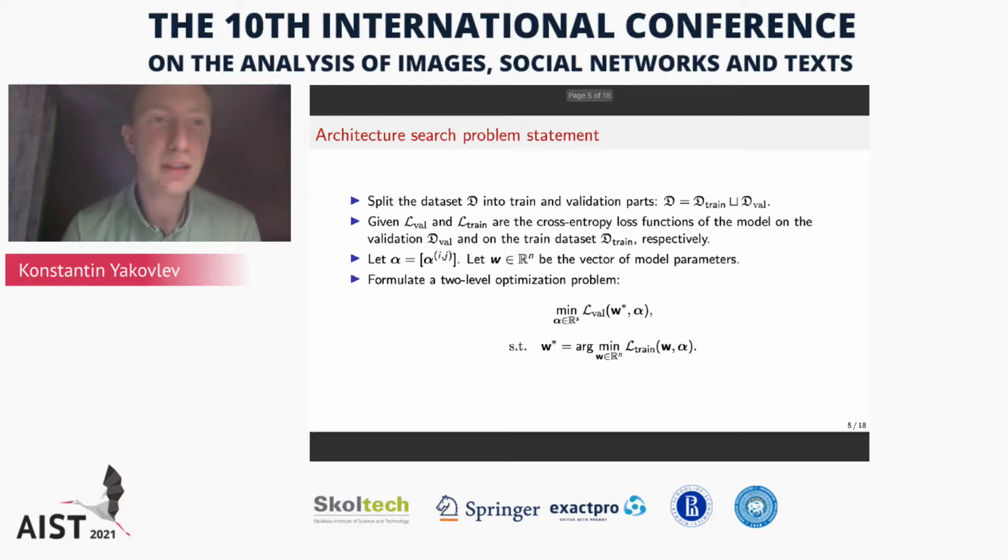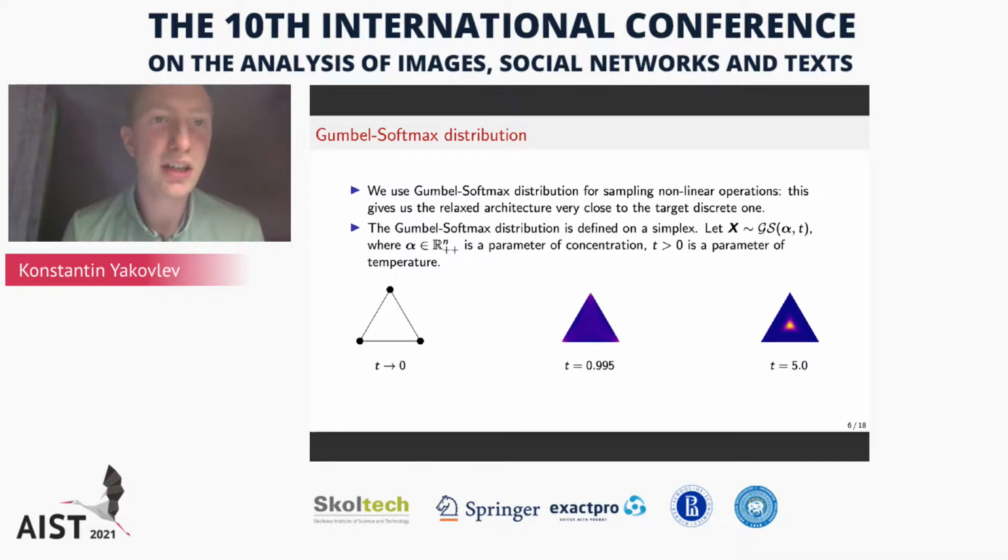Let's define the architecture search problem. First, split the data set into train and validation, given also loss functions on them. Let alpha be the vector of concatenation of all structural parameters. Let W be the vector of model parameters. In order to find the optimal vector alpha, we have to solve the following two-level optimization problem. On the first level, we find optimal model parameters, and on the second level, we find optimal structural parameters given the found optimal model parameters.